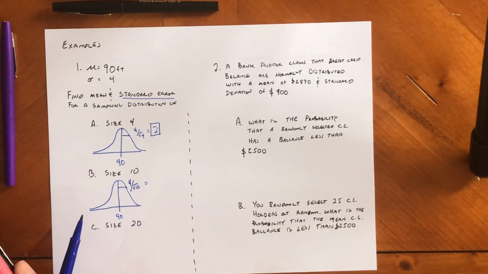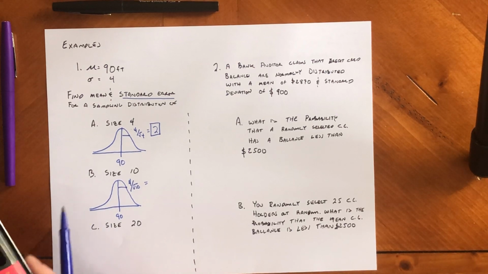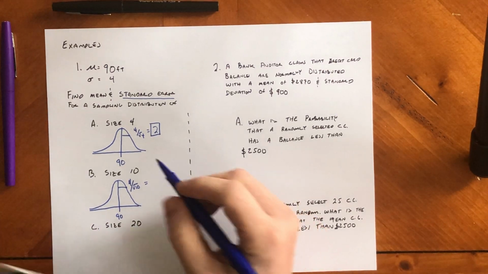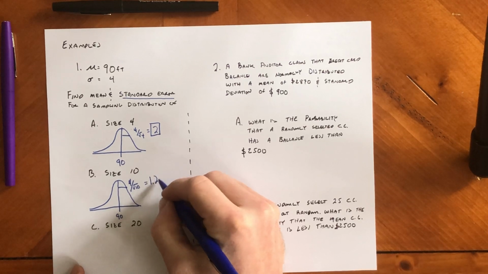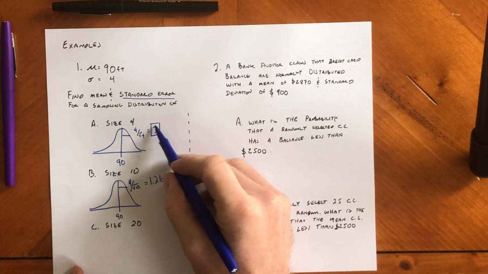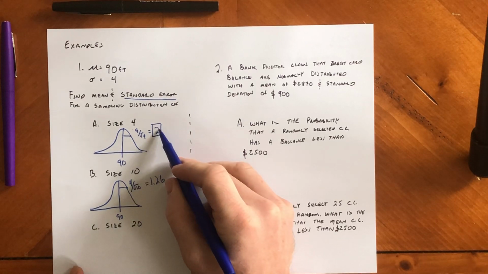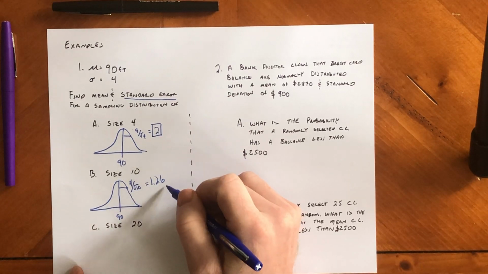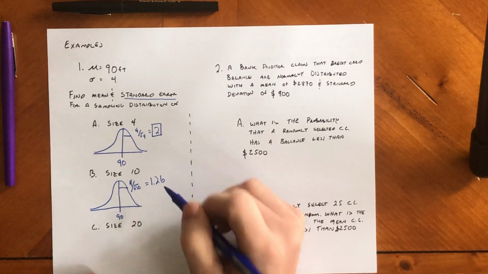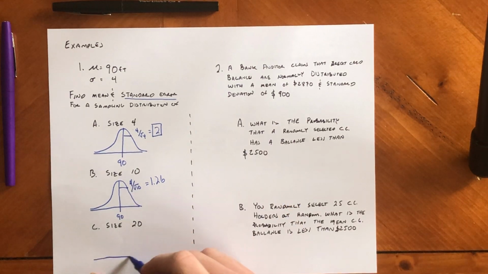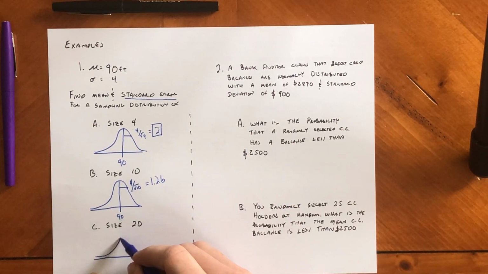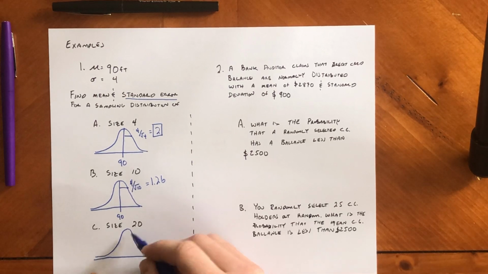So let's find that real quick. We do 4 divided by the square root of 10, and that gives me 1.26. So you can tell if I went from a size 4 to a size 10, my standard deviation is shrinking from 2 to 1.26, right? Same thing here, size 20. So let's go ahead and draw our curve here.